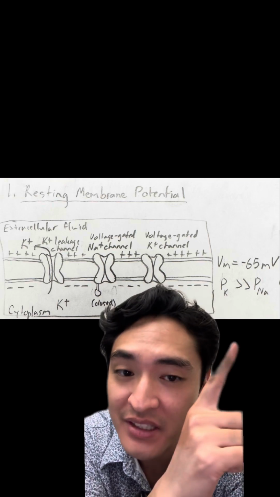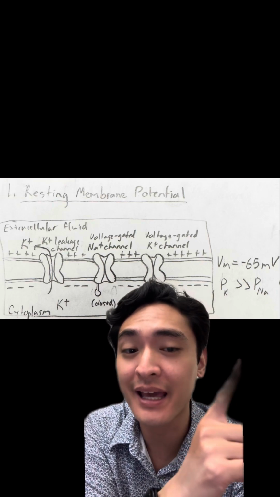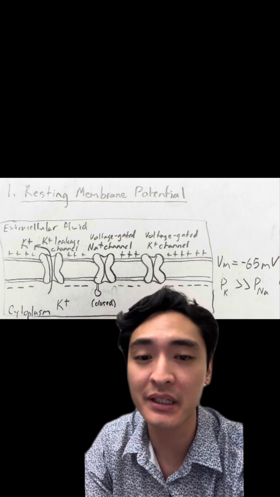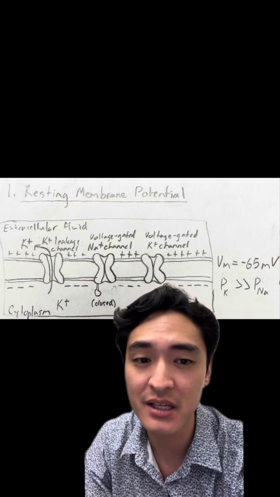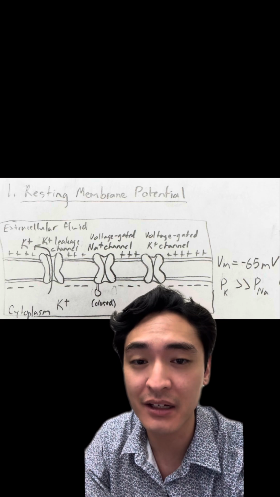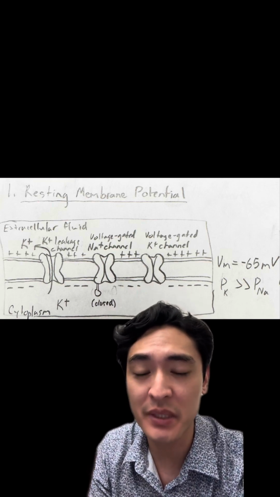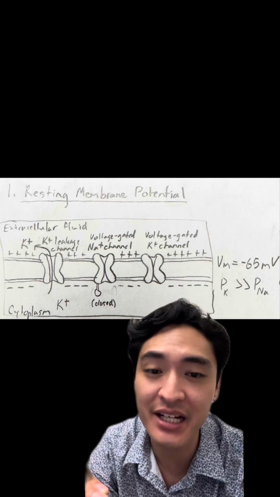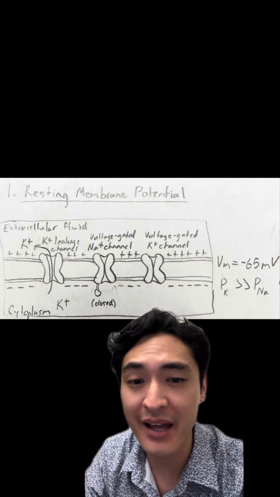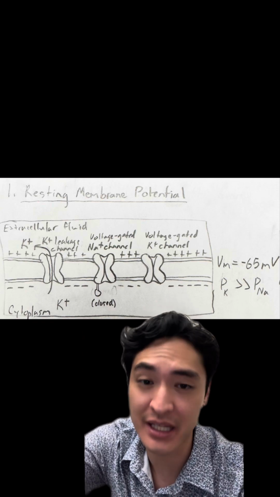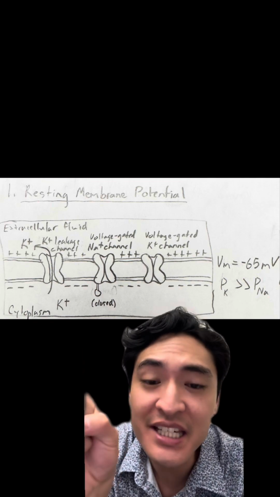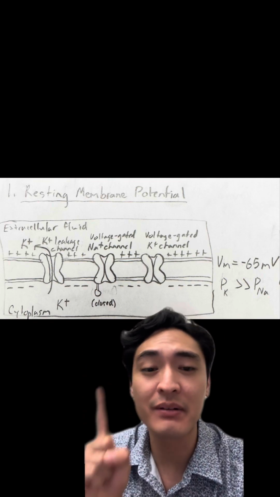Notice here you also have this thing that says pK greater than pNa. What that means is that the permeability of the membrane to potassium ions is greater than the permeability of the membrane to sodium ions. In a general animal cell, the concentration of potassium ions is high on the inside of the membrane, and the concentration of sodium ions is generally high on the outside of the membrane.